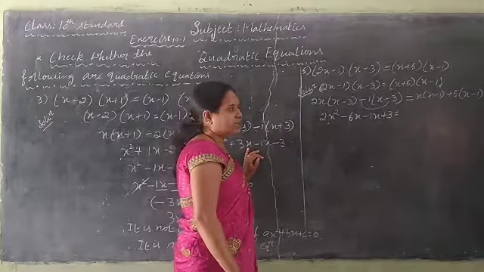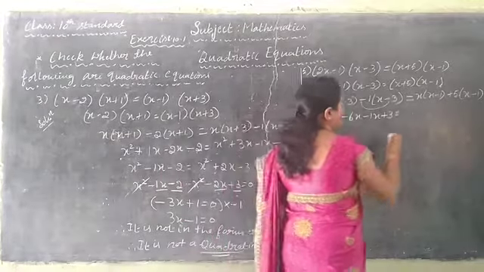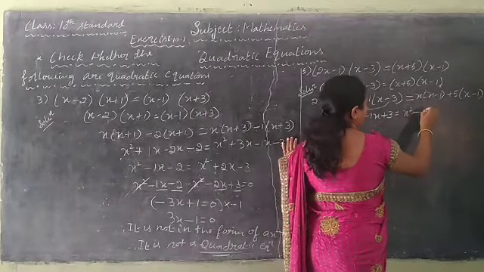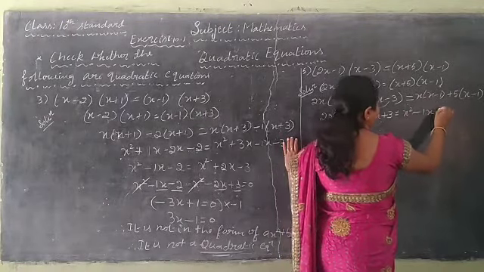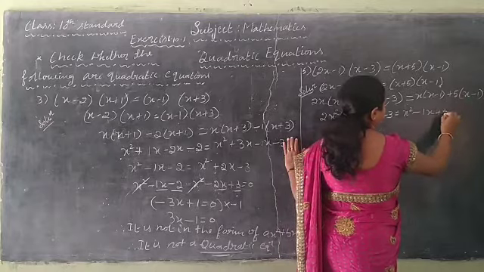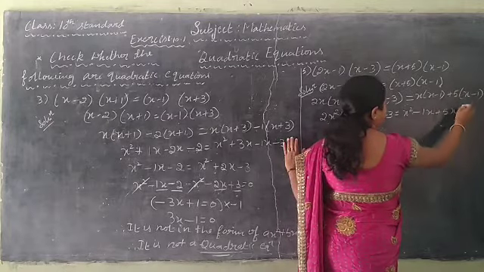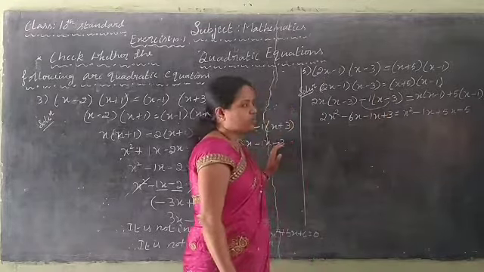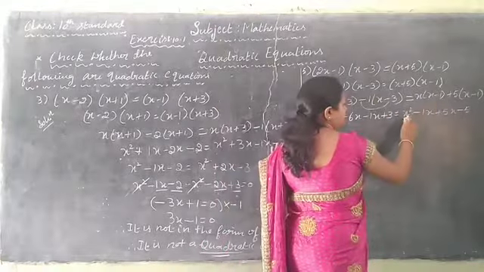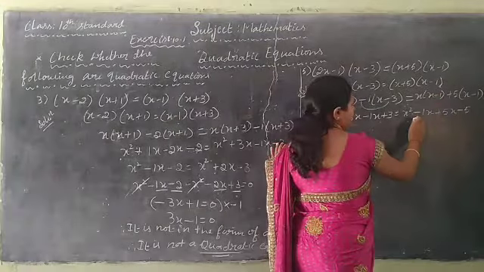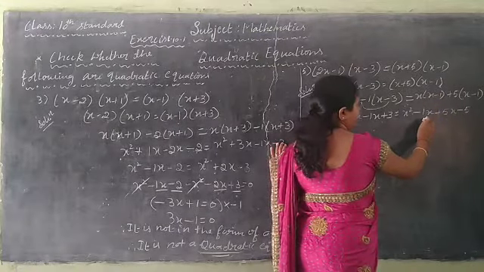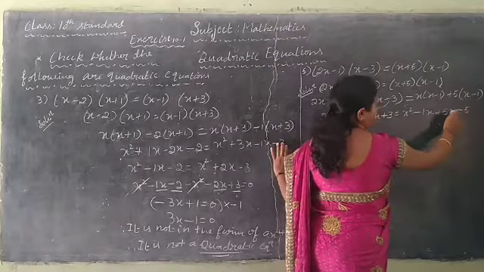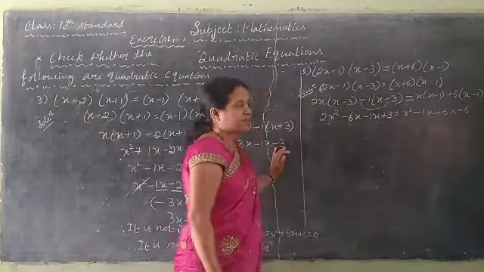Go to the right hand side. x into x, x square. Minus 1 into x, minus 1x. Plus 5 into x, 5x. Plus into minus, minus 5. 5 ones are 5, right?